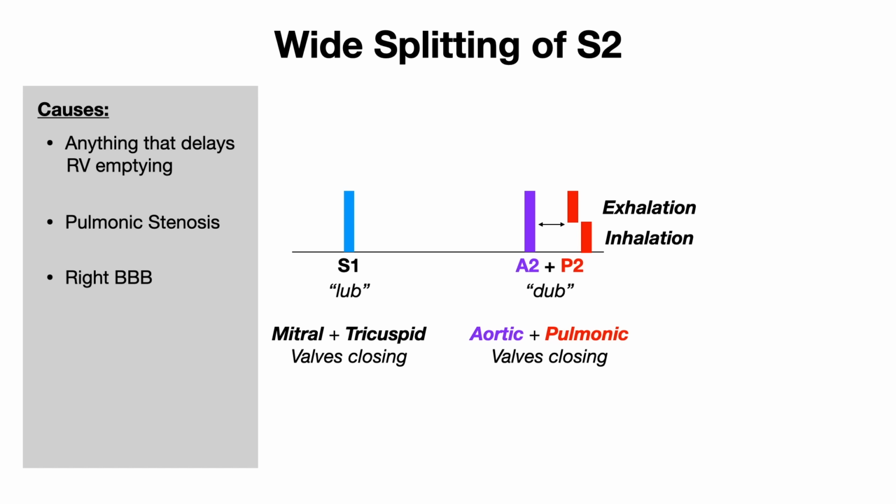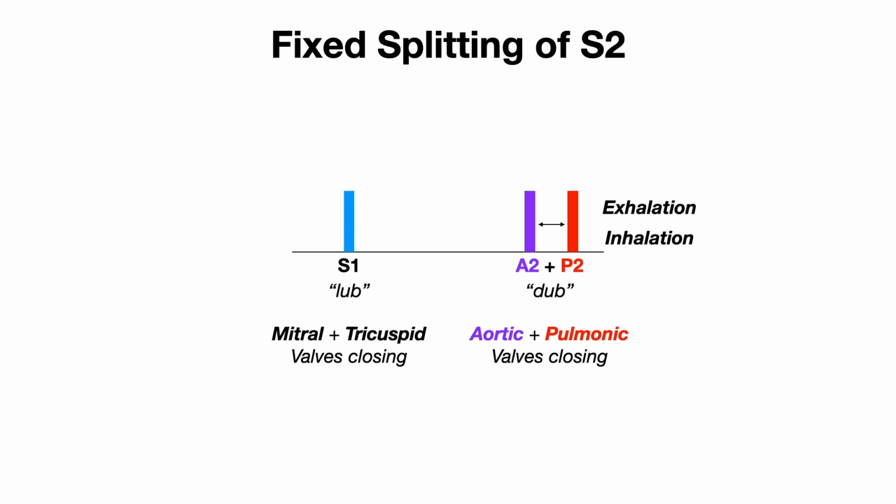Now that you understand wide splitting, let's look at our next example of splitting. So now we'll talk about fixed splitting of S2. In fixed splitting, the A2 and P2 components of the S2, or those two separate components of the dub, get spaced out, but during exhalation and inhalation, it's fixed. So you're not going to get that red line separating like we saw in wide splitting. It's going to stay one line that during exhalation and inhalation, it's going to be equal no matter what. So let's talk about what causes fixed splitting.